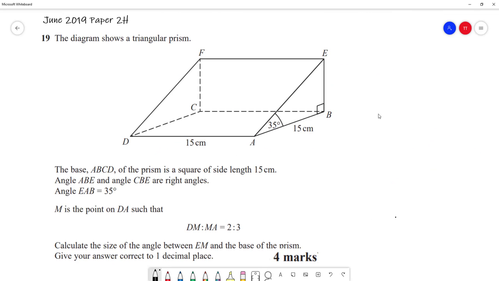Here's another question for you to try. You can pause the video, give it a go, and when you're done, I will go through my worked solution.